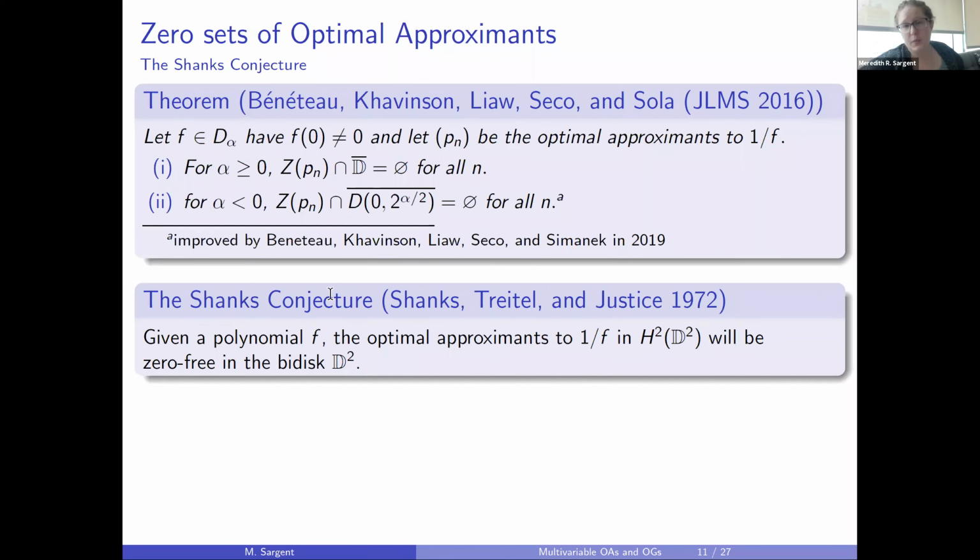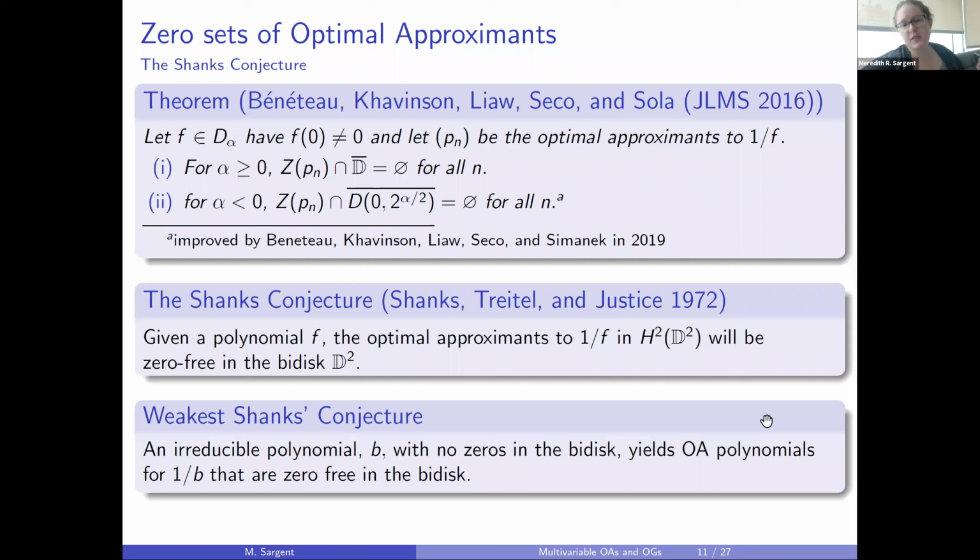But we could weaken this. We could make it look more like our theorem up here, where we're saying, okay, well, we want to have some restriction on the zeros of our original function. So here's a version that we were calling the weakest Shanks conjecture. There are several intermediary ones. And here we're saying, okay, take an irreducible polynomial, make it have no zeros in the bidisk. Maybe that will give us optimal approximants for 1 over b that are zero free in the bidisk.